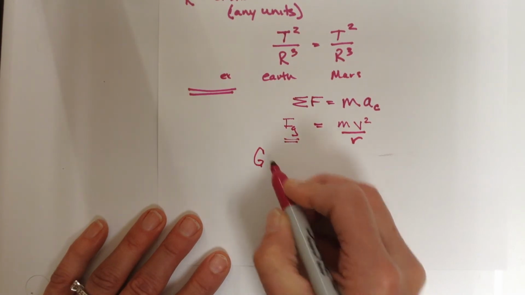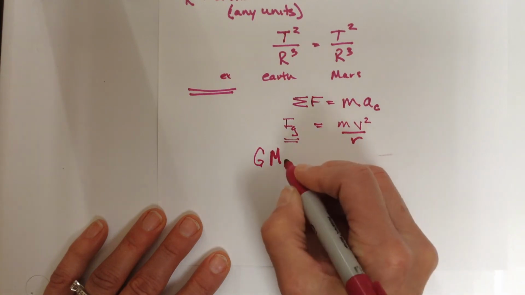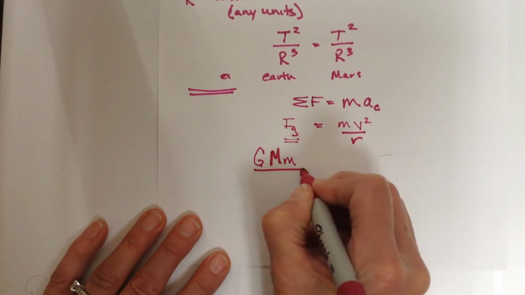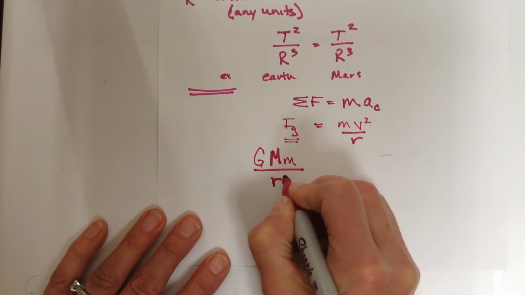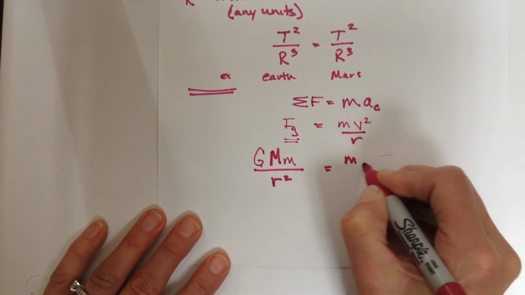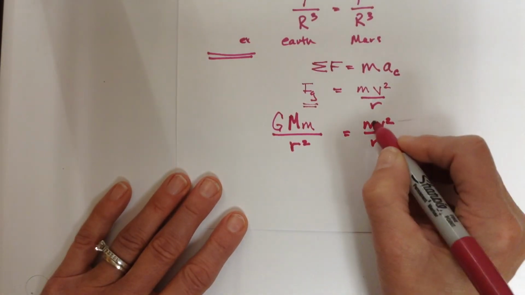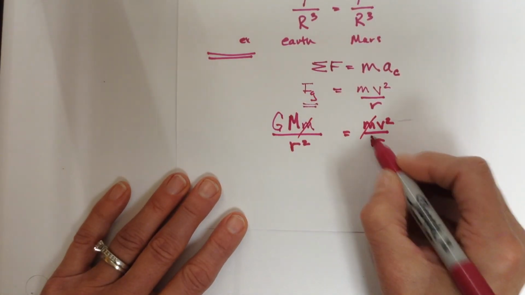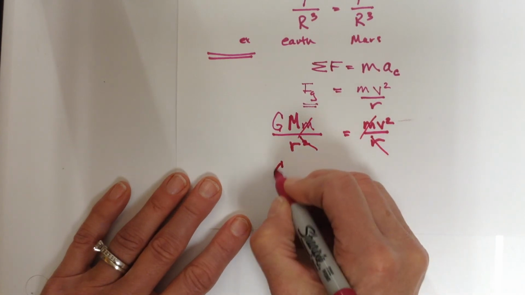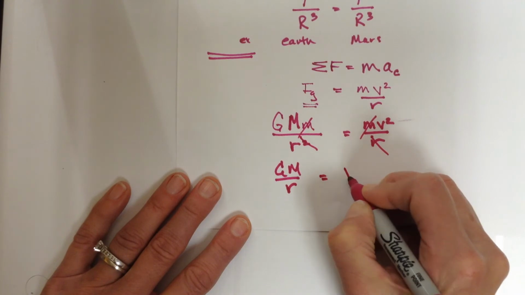We have a very elaborate expression for the force of gravity, Newton's law of universal gravitation, and that is big G, the universal gravitation constant, times big M, the central body or the parent planet, times little m, over r squared, is going to be equal to m, the thing that's moving in the circle, times v squared over r here. This m is going to cancel with that m. This r will cancel with one of those r's, and I'm left with GM over r is equal to v squared.